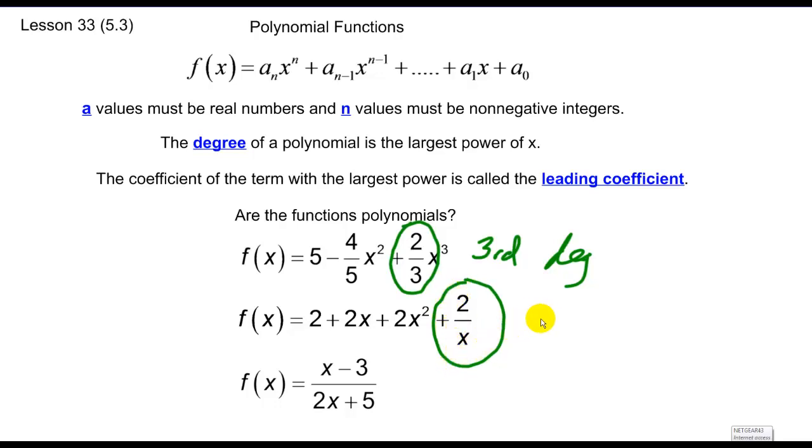In this case here, we look and this term causes a little bit of problems because we have an x in the denominator, and we know when that's the case we have x to the negative first. So because this exponent is negative, this is not a polynomial. Lastly, this certainly isn't in that form. We have an x in the denominator, and this is a rational expression, so this is not one as well.